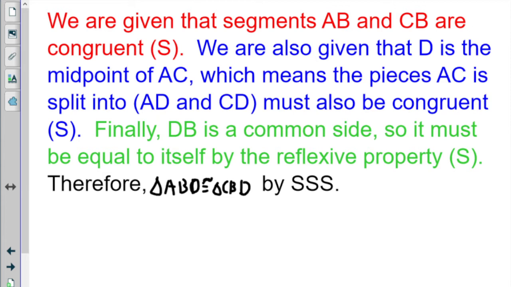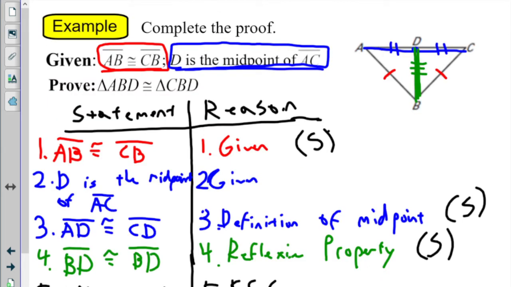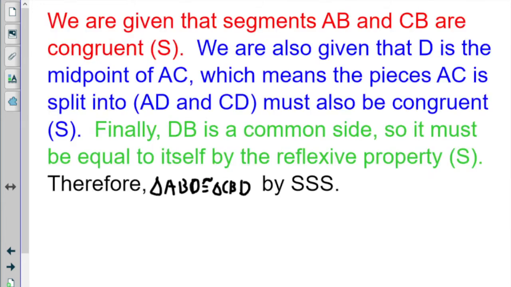Regardless of which way you're doing it, the end of the proof should look like, here's my congruence statement. ABD is congruent to CBD. Notice I matched them up. A should match up with C, B should match up with B, D should match up with D. And then my reason was the method that I used, which was side, side, side. Both ways of doing it, my method was side, side, side.